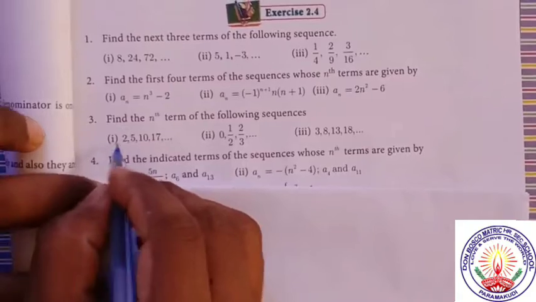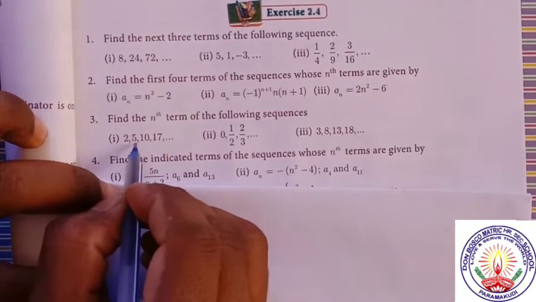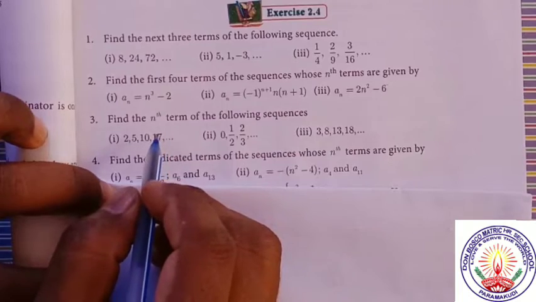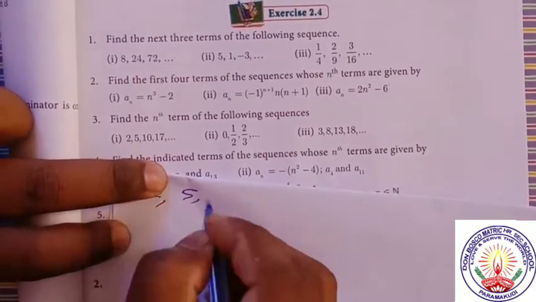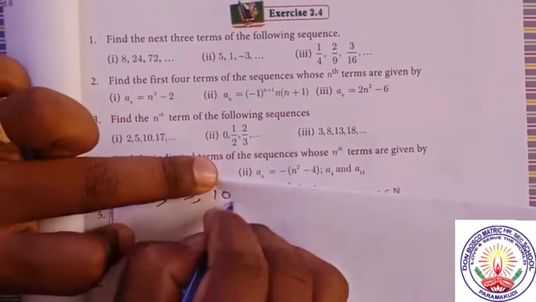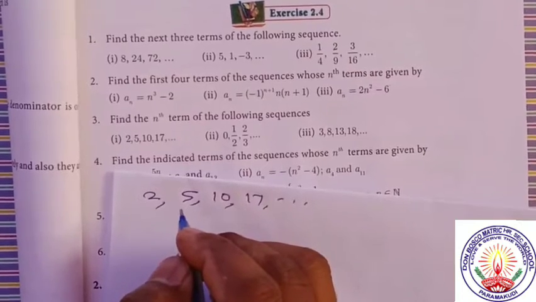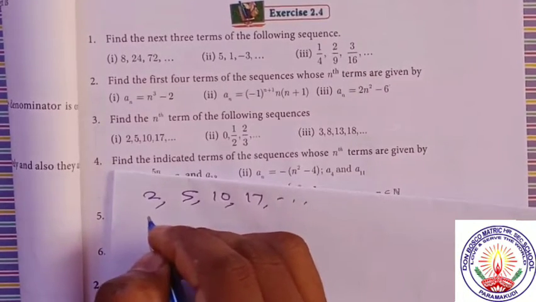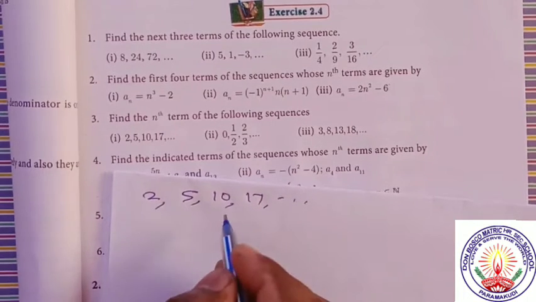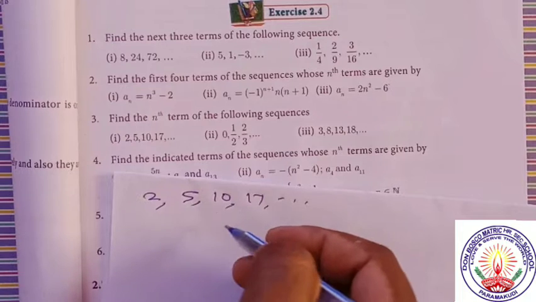See question number 1: 2, 5, 10, 17, etc. If you think, first term 2, second term 5, third term 10, next term 17, and so on. These are the nearest integer after the square number. 1 squared is 1, 2 squared is 4, 3 squared is 9, 4 squared is 16. The next integer is given.